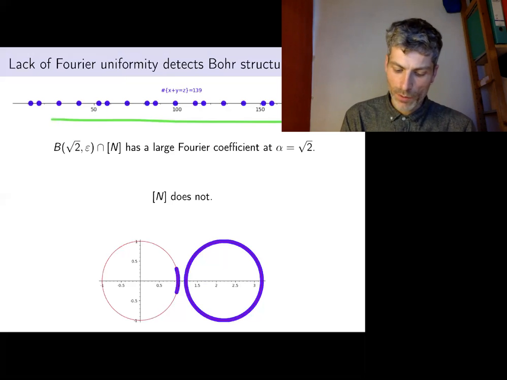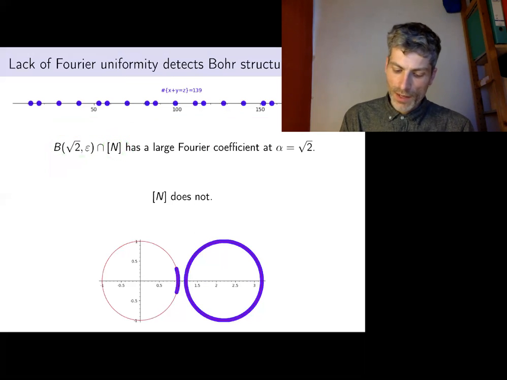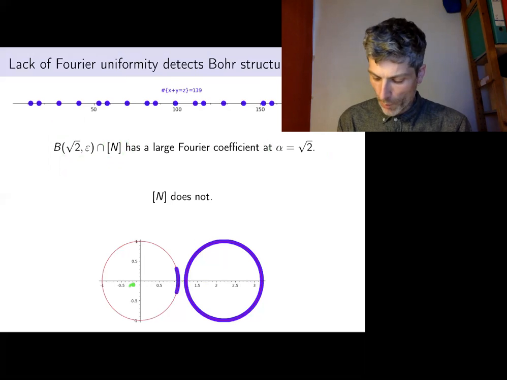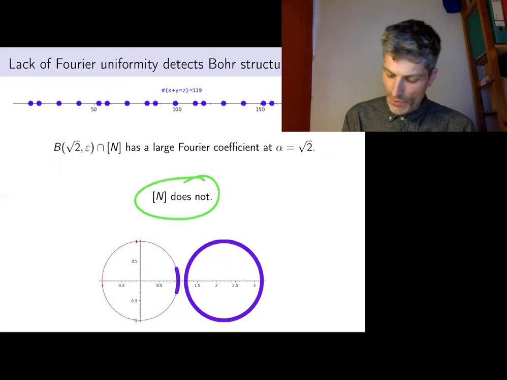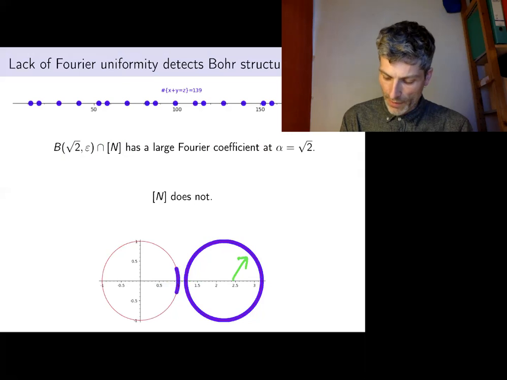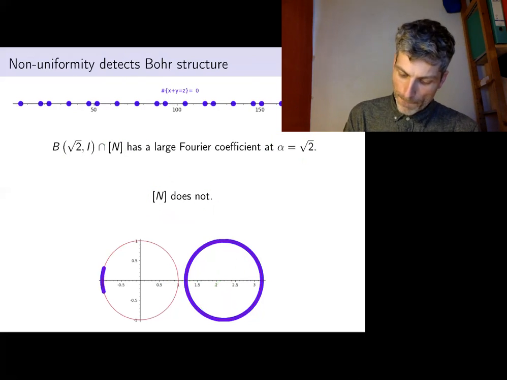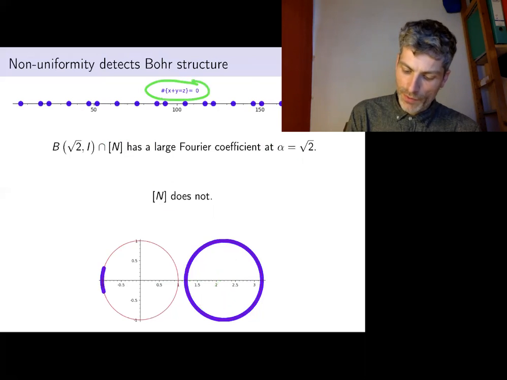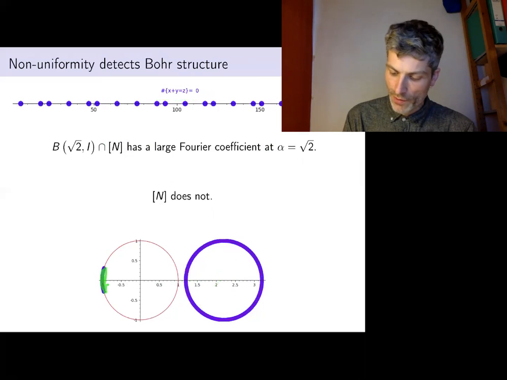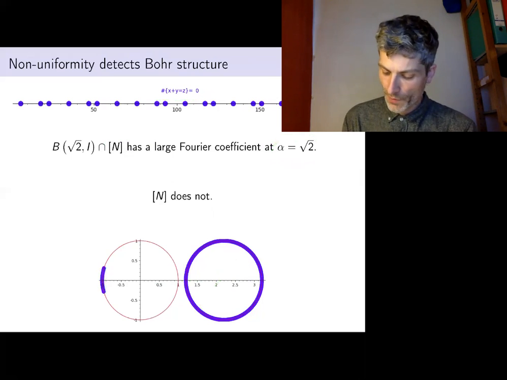So this set here is equal to the Bohr set obtained by intersecting this infinite Bohr set with our interval of integers. And because of its definition, you can see it's got a large Fourier coefficient at root 2. This is the distribution of the points on the circle at that frequency. They all point in the same direction, whereas for the interval of integers, all these directions cancel out. So this has a small Fourier transform at the frequency root 2. Again, this other Bohr translate, with very few solutions, also has a large Fourier coefficient at root 2. The interval doesn't.